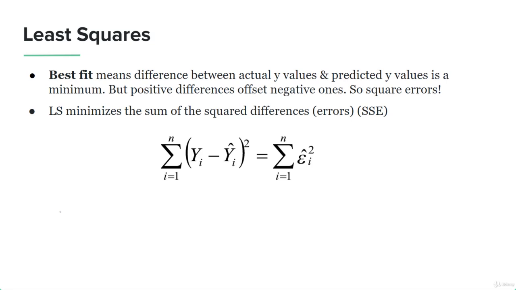So the second step, after we get the sum of squares, is to minimize this sum, and that is the job of the least squares. After calculating the error, the difference and the distance between the actual and the predicted value, we're going to minimize this difference, which is the sum of squared errors.